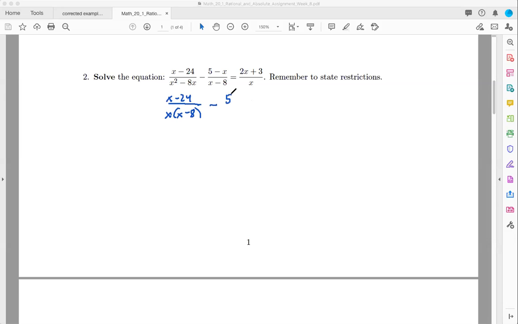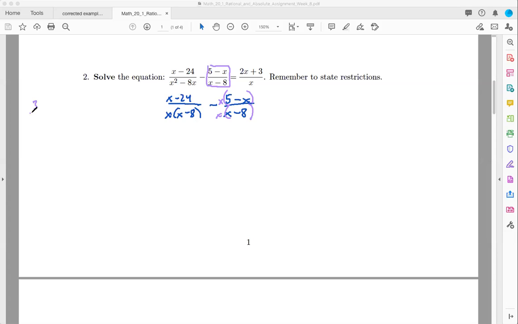So here we have 5 minus x, and that has, oops, that has x minus 8 already. What we need then is for this one also to have an x on the bottom. So then it would become x squared minus 8x. How do we do that? It would be x times (x minus 8). Notice we're not changing the value of this term.